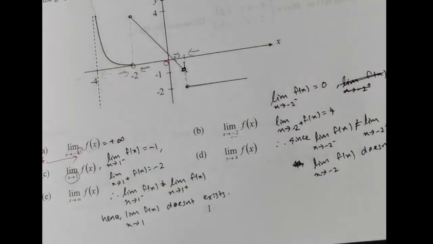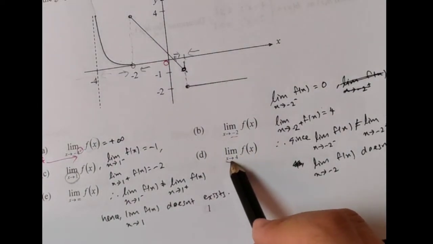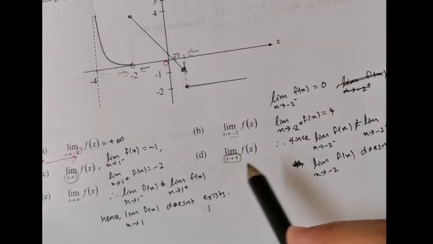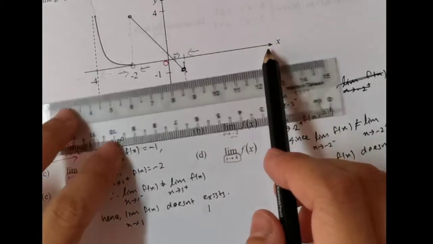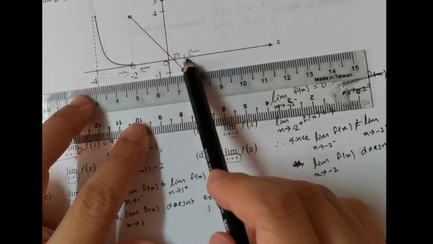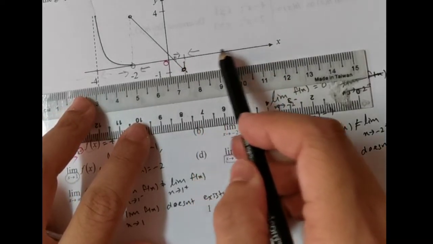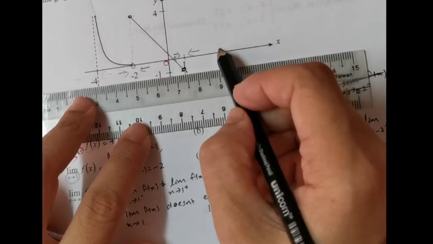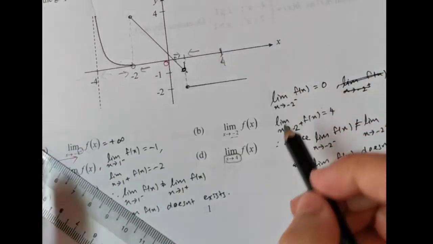Now, let's look at example D. D here states that x is approaching 4. But there's no 4 here on our x-axis. There's -4, there's -2, there's 1 value, but there's no 4. But we know that 4 is positive and it's to the right of 1. So it's somewhere here maybe. So just label your number 4 there.